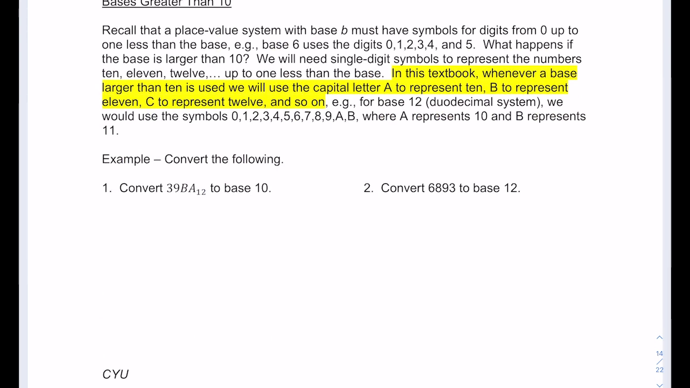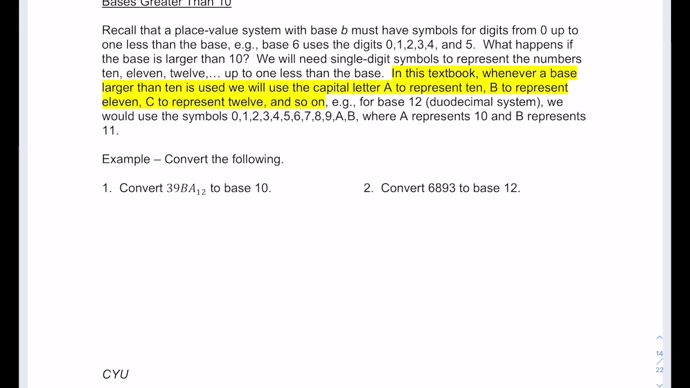Okay, so remember that a place value system with a base, whatever that base is, we'll call it B, has to have symbols for digits from 0 up to 1 less than that base, right? So base 10 would be 0 through 9. Base 6 is 0 through 5, as we saw. So what happens when it's larger than 10? We need single-digit symbols to represent those numbers, 10, 11, 12, up to 1 less than the base.